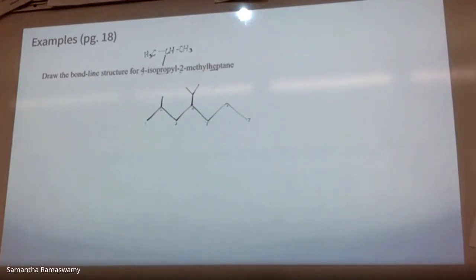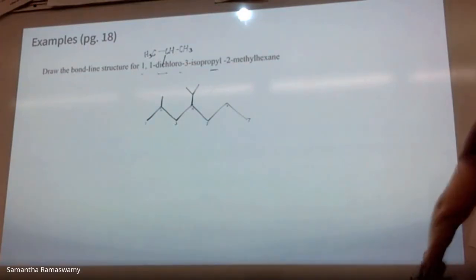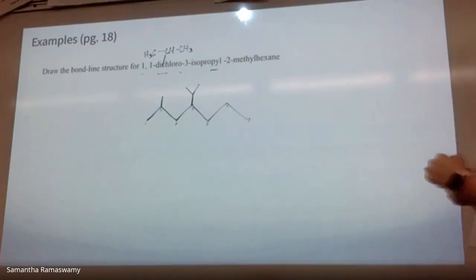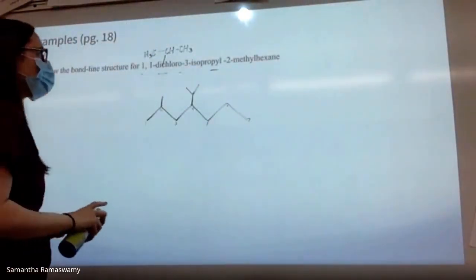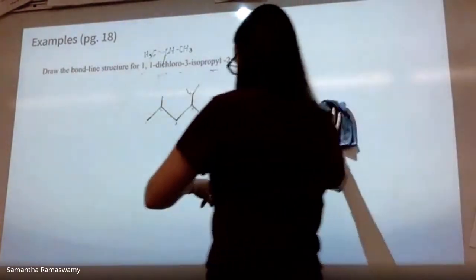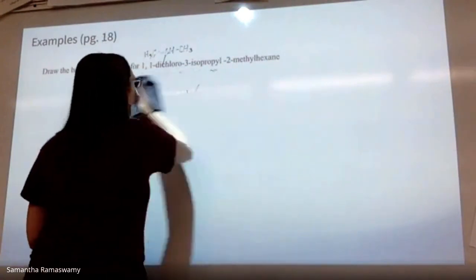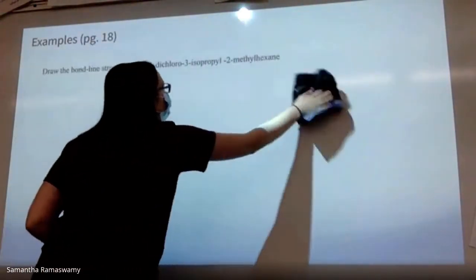So see if you can work through the next one. See if you can use what we just did to draw the bond line structure for 1,1-dichloro 3-isopropyl 2-methylhexane. So start backwards. Draw your parent chain first. Then look at all of your substituents.